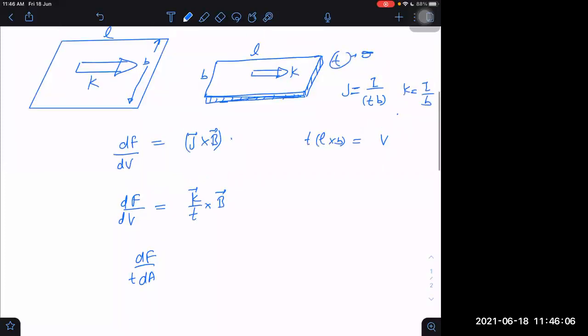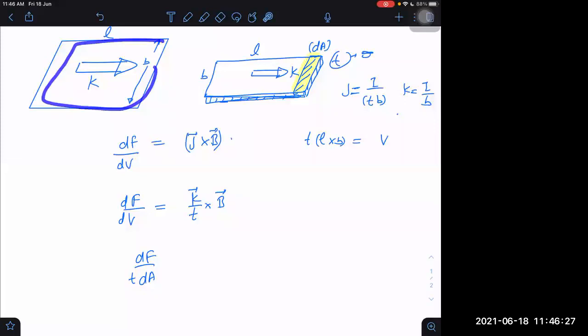Now you can understand which area we are talking about here. Thickness I am considering as T. So if I take some small area dA, into thickness, that will be the volume. You understand? dA is this area of the sheet. dA is well defined here.